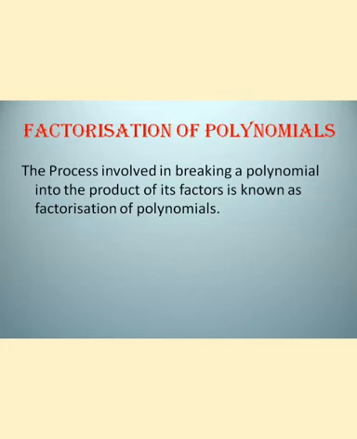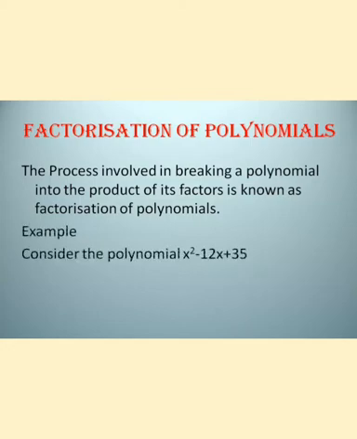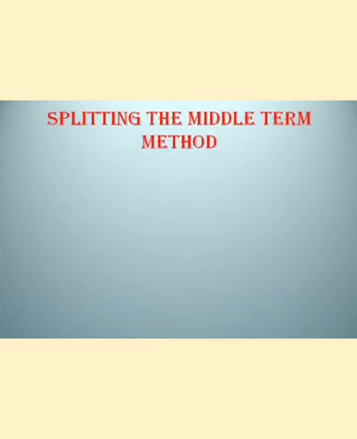its factors. Let us consider a polynomial x squared minus 12x plus 35. Breaking this polynomial into the product of its factors gives x minus 5 into x minus 7. So, how do we find these factors x minus 5 and x minus 7? To find the factors and do the factorization, we are going to use the splitting the middle term method. So, I'll give you some points to remember.